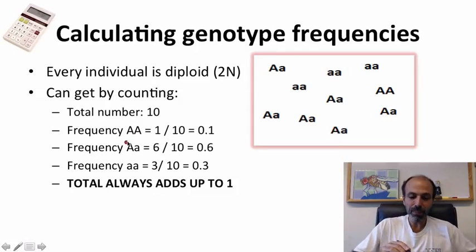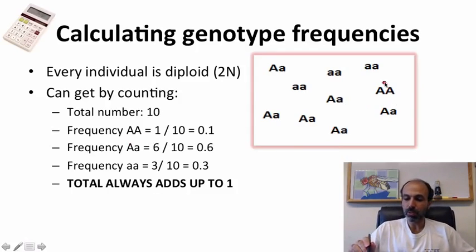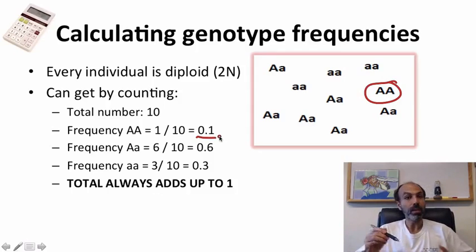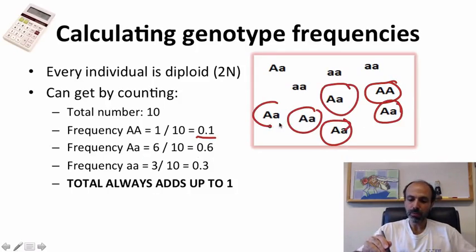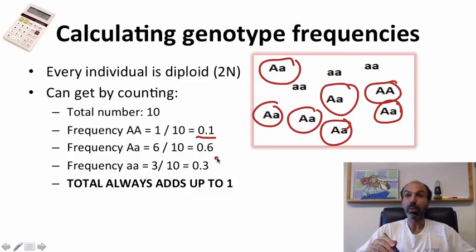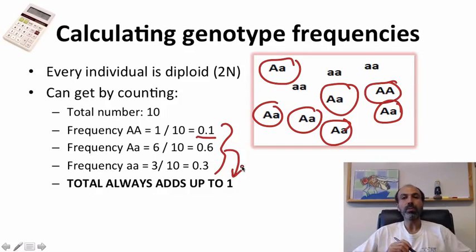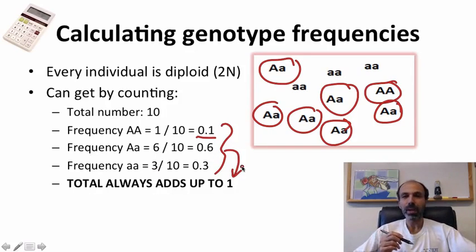The frequency of big A, big A will be its abundance, which there's only one right here. So it would be 1 out of 10, or 0.1, which is the same as 10%. Frequency of big A, little a: there are 1, 2, 3, 4, 5, 6 out of 10, or 0.6. For little a, little a, the ones that are not circled, it's 3 out of 10, it's 0.3. So you add up these three numbers, and again, it adds up to 100%, as we expect.